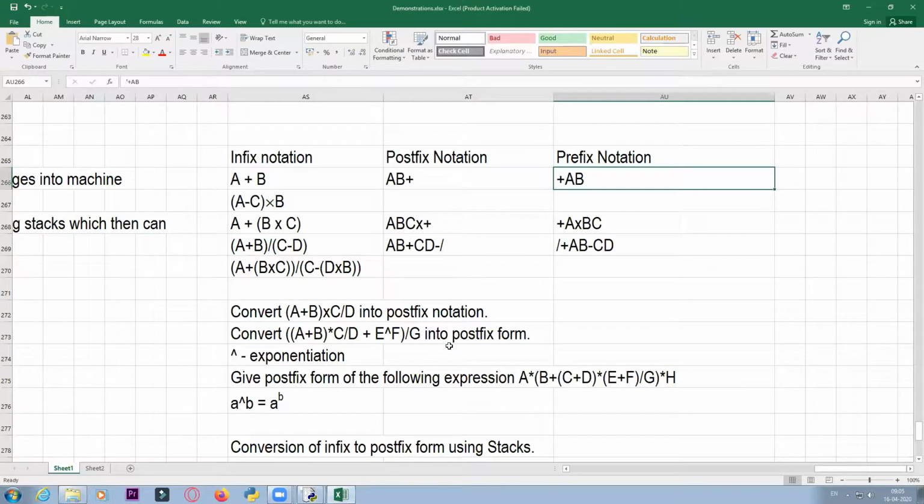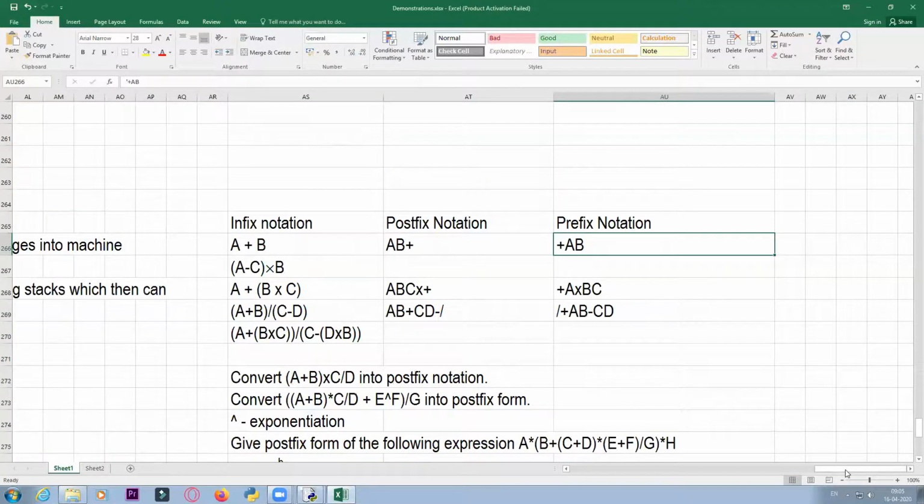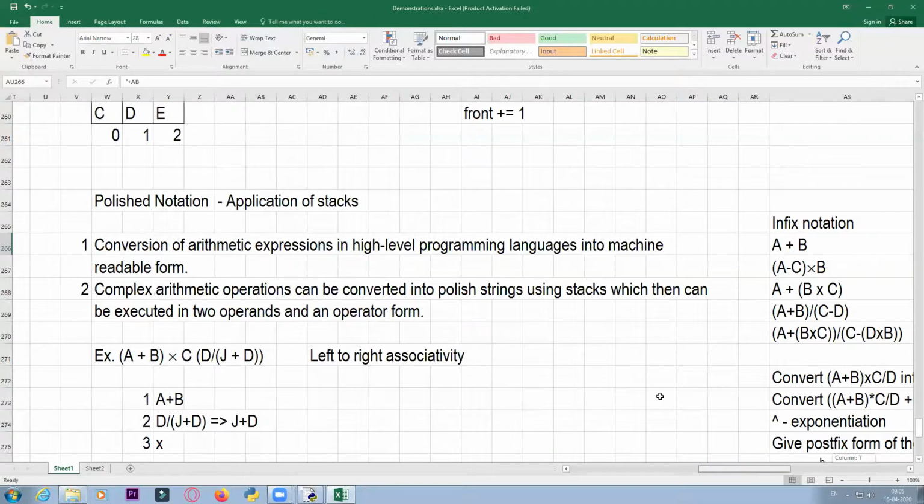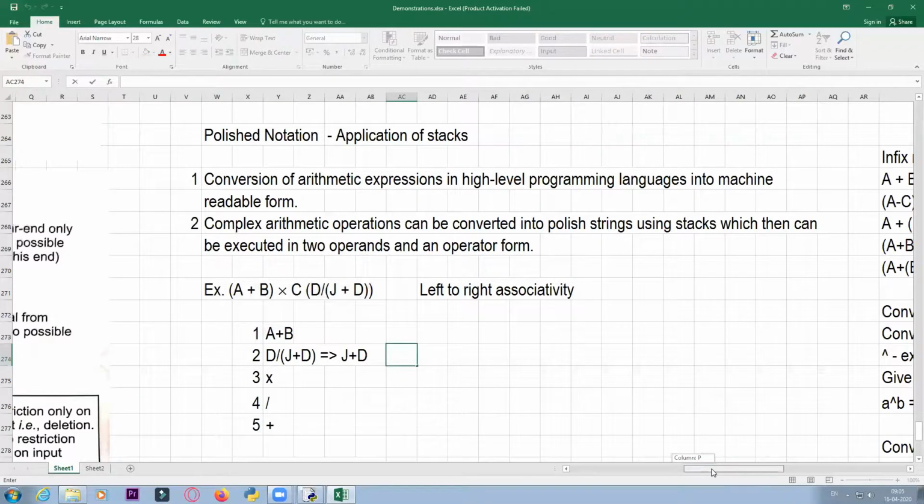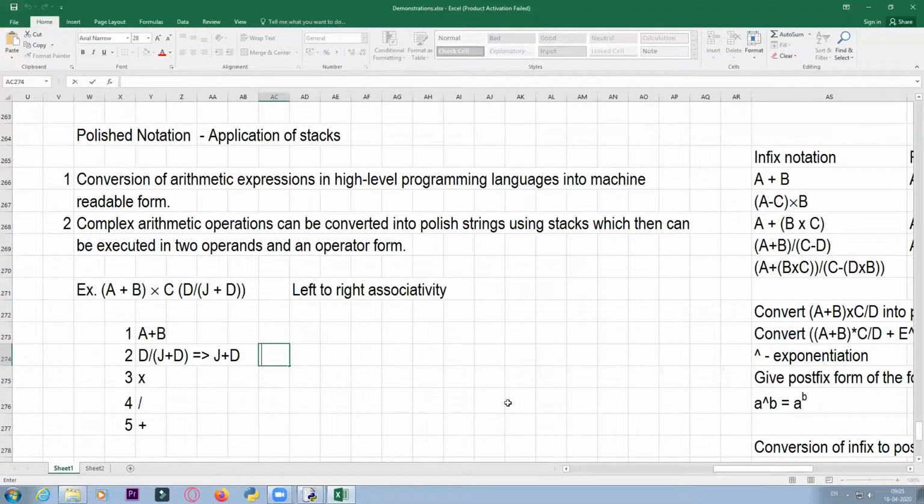We had discussed what Polish notations are. So just a quick recap. In computers, if you want to convert arithmetic expressions into machine readable form, it becomes quite cumbersome if you are working with infix expressions which are of this form. So it is better to convert them into postfix form so that you can create programs which would be able to analyze and evaluate such expressions.